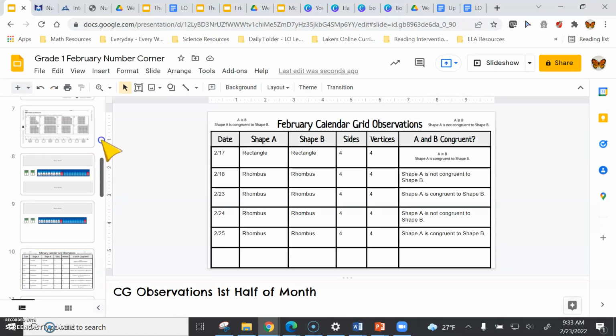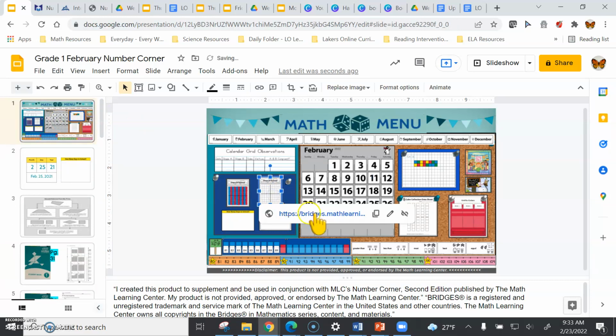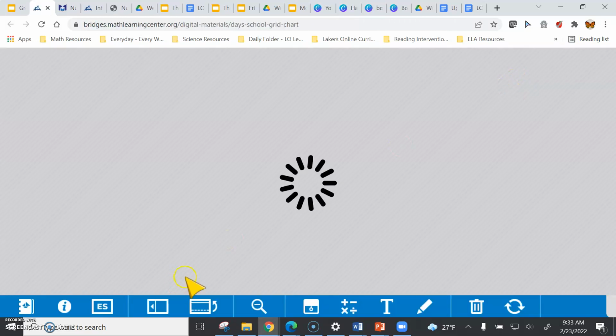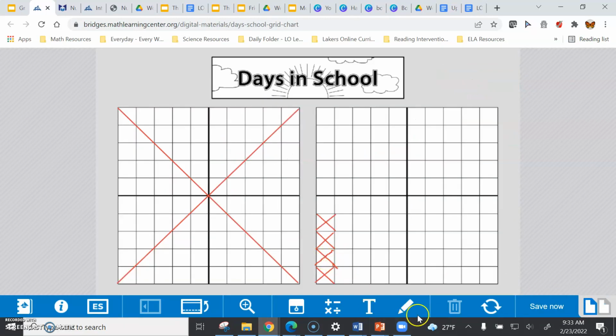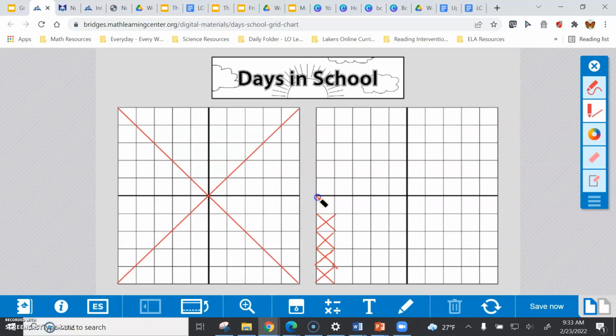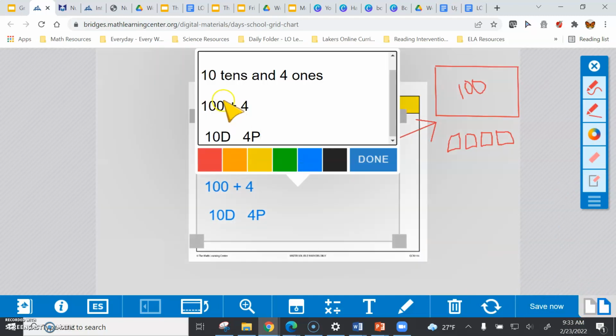As we continue to talk more and more about our number corner, we are now going to go into our days in school. And we're going to add another day to our chart, which now makes it 105 days. 105 days that we've been in school. We'll change this information to show 105.